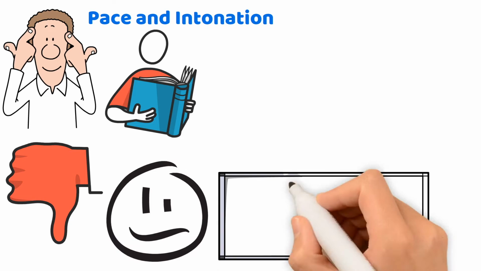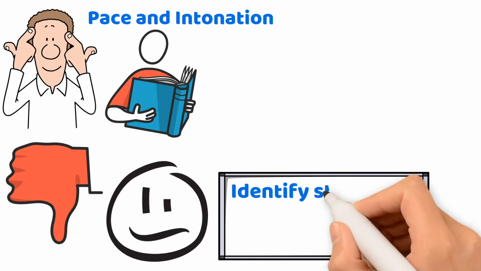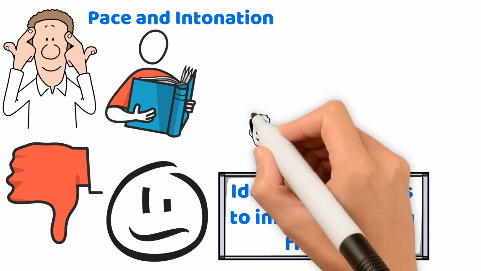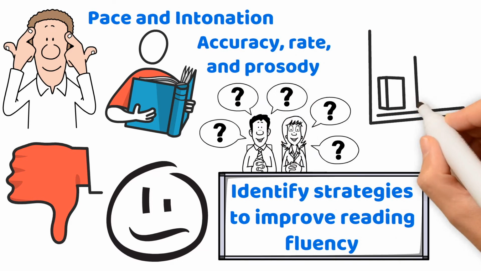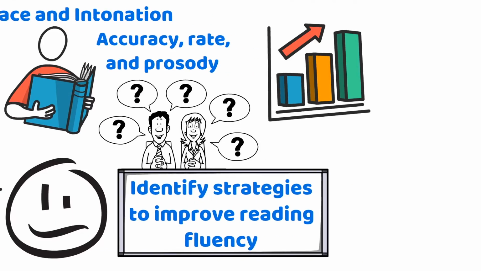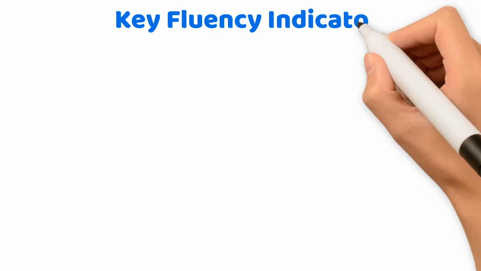On test day, look out for questions that ask you to identify strategies to improve reading fluency. These questions are testing your understanding of how accuracy, rate, and prosody interplay to enhance reading comprehension. Here are the 3 key fluency indicators that you need to know.